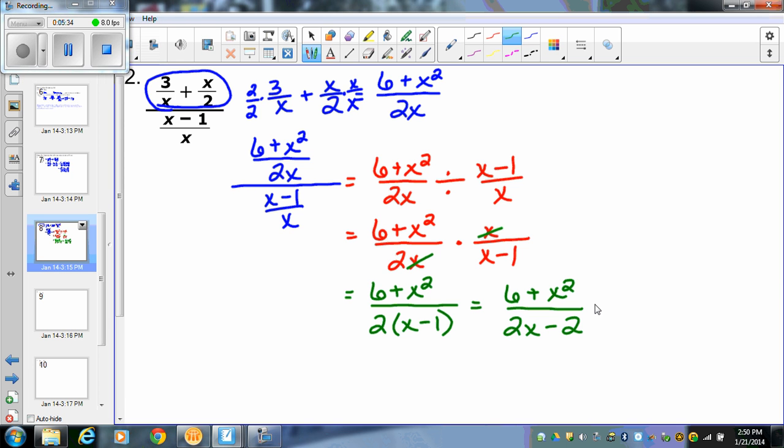Now, if it's just kind of bothering any of you that that numerator is not in standard form, you can just rearrange it and write it as x squared plus 6 over 2x minus 2.